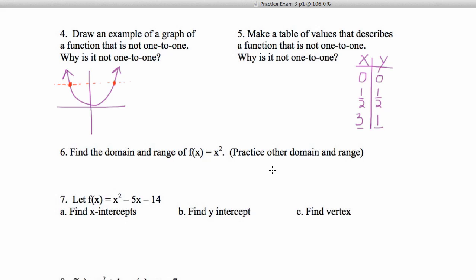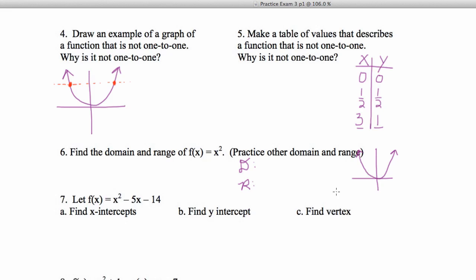Okay. Domain and range. You have the function x squared. That's that parabola right there. So remember that domain means possible x values. Range means possible y values. So for the domain of this, I go to my graph and I look at it, and I think of pointing a flashlight at my x-axis.